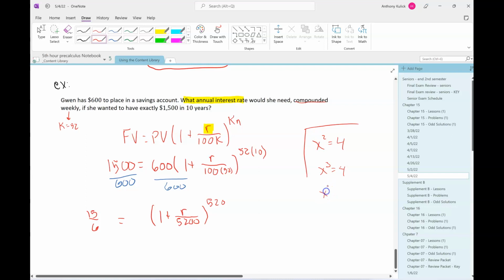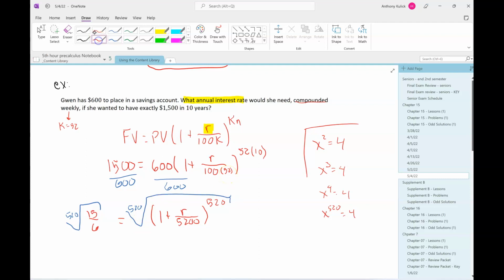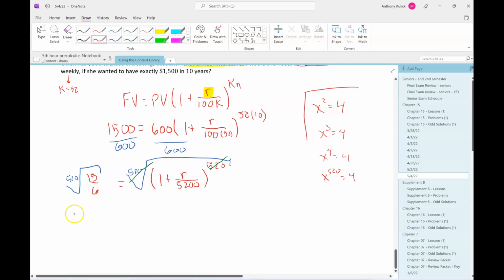What if I have an x cubed? We use a cube root. If I have an x to the fourth, a fourth root. If I have an x to the 520th, the 520th root. So what are we going to use here? The 520th root. It's like, oh boy, that looks weird. It's okay. The calculator doesn't mind if it looks weird or not. Okay. What's up next?